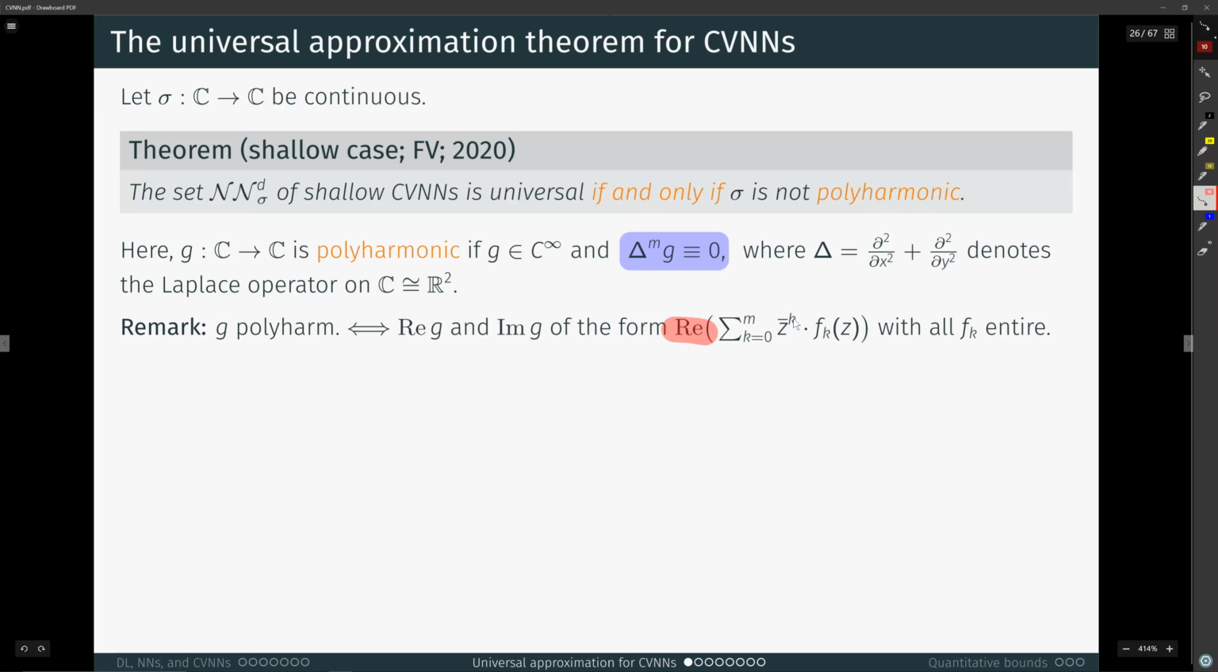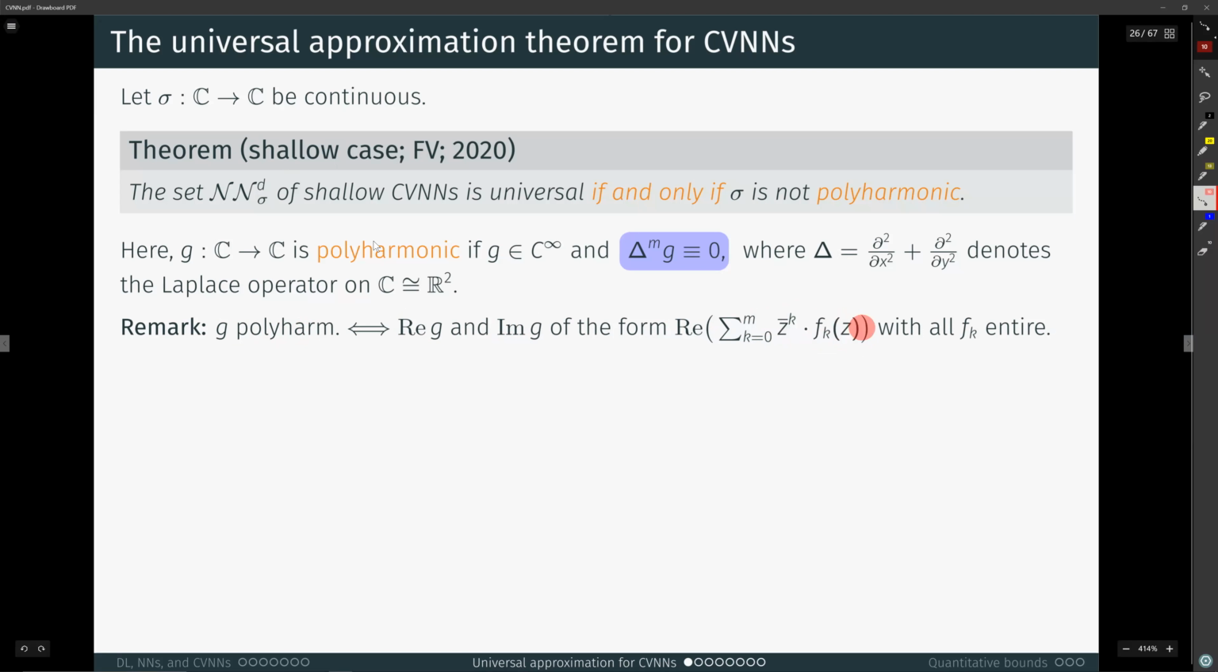So you have an entire function times z bar to the k. This is not holomorphic in general, but still the real part will be polyharmonic. And these are actually the only functions which are polyharmonic. Okay, and this one was for the shallow case.